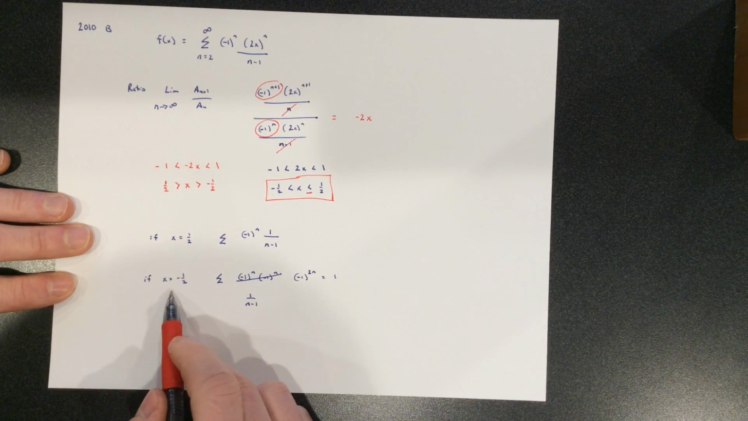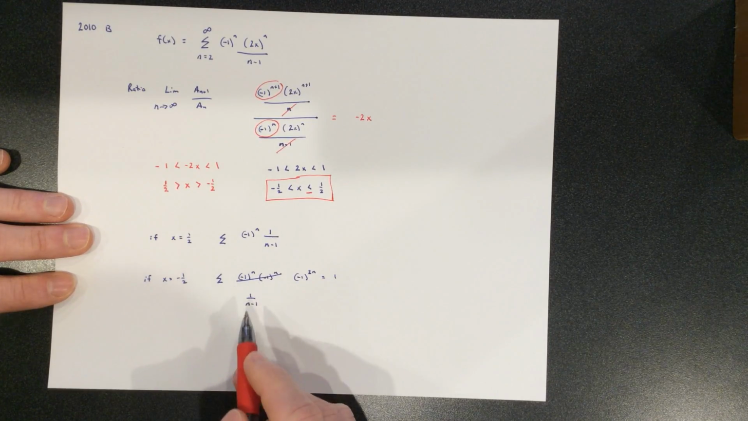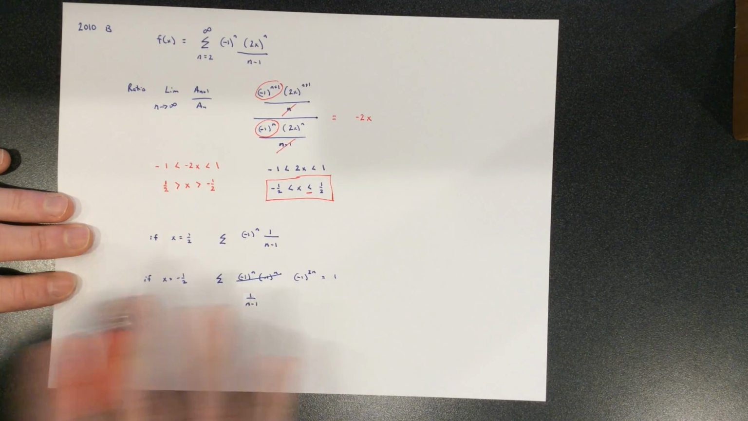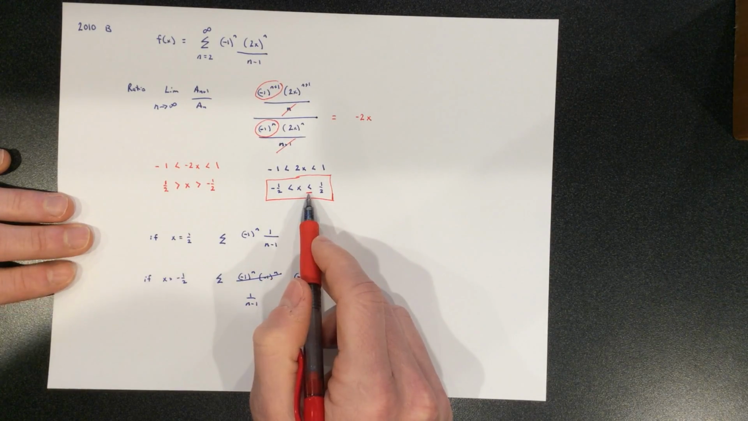Again, you got to look at both endpoints. Half makes it alternate, negative half doesn't make it alternate. Since it's just an n, it doesn't have absolute convergence. Only the alternating version converges, so we want to include that.